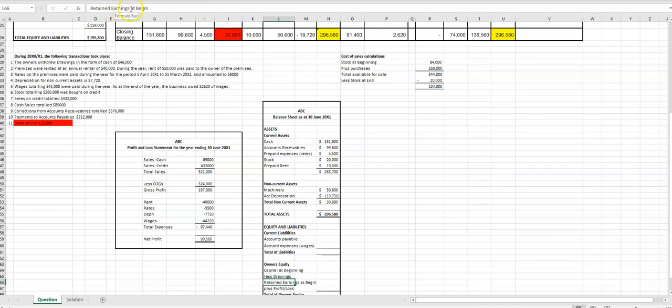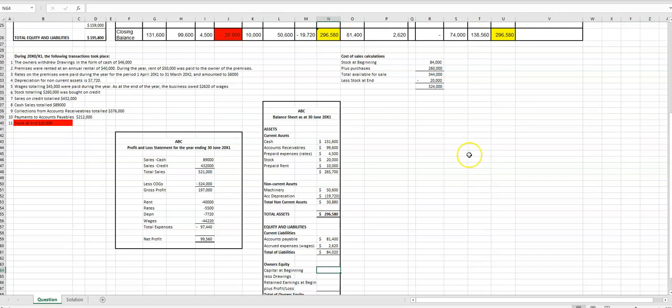Okay, now looking at our equity and our liabilities, just going to change this word. Okay, so our accounts payable. So our accounts payable is this figure here. So put that in as 81,400. Our accrued expenses, which relates to wages, is 2,620. So the total amount of our liabilities in this case is $84,020.